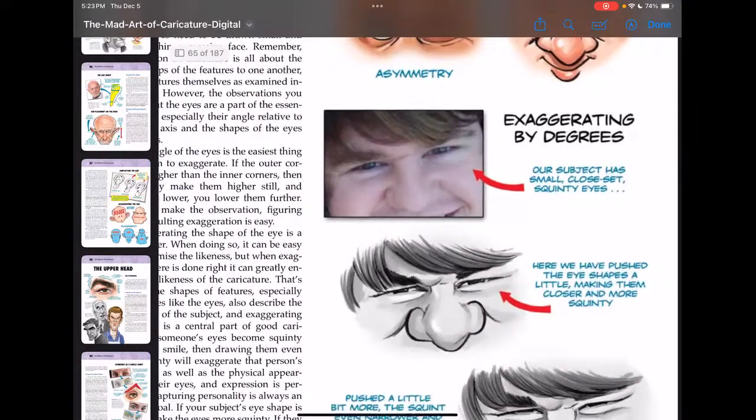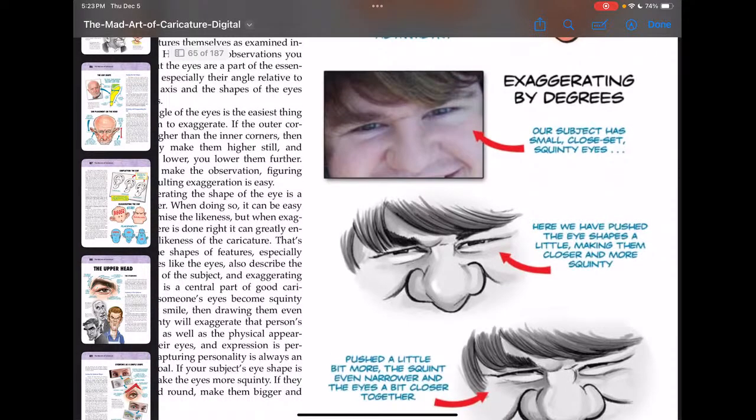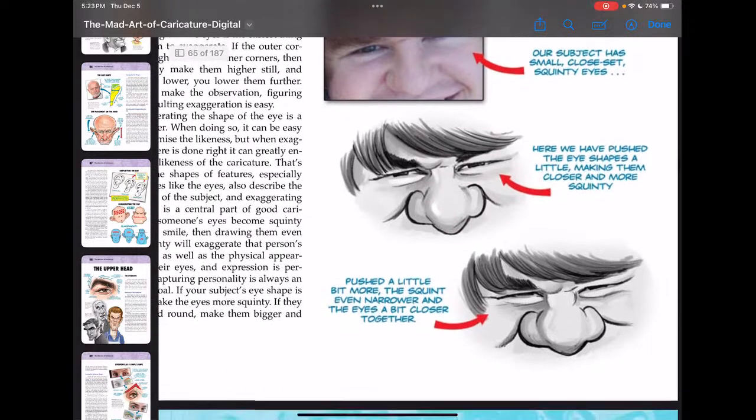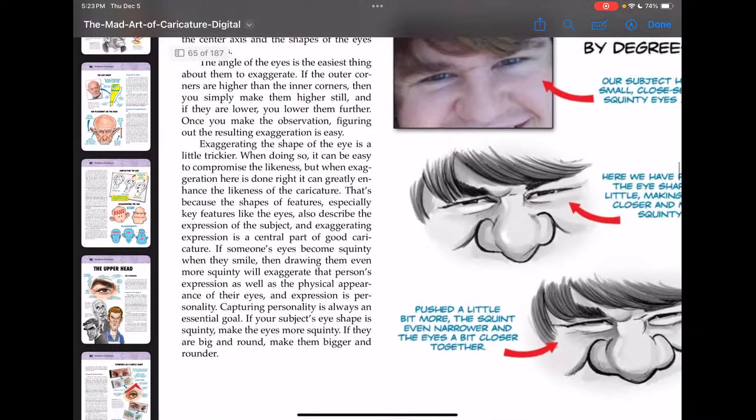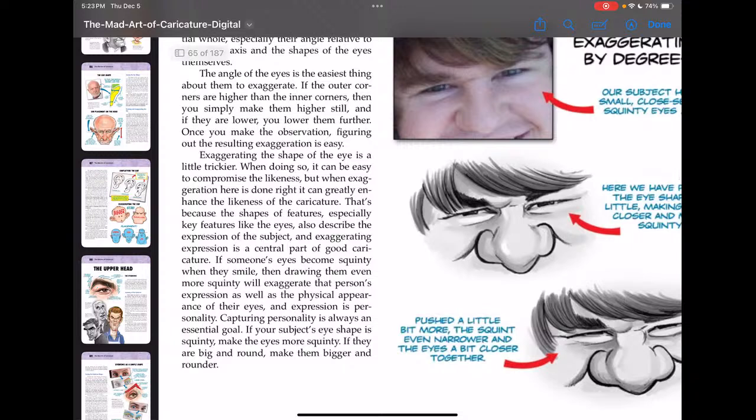So then he shows an example, exaggerating by degrees. Our subject has small, close-set, squinty eyes. Push the eye shapes a little, making them closer and more squinty. Pushed a little bit more, the squint even narrower, and the eyes a bit closer together. So that's the exaggeration. Exaggerating the shape of the eye is a little trickier. When doing so, it can be easy to compromise the likeness.